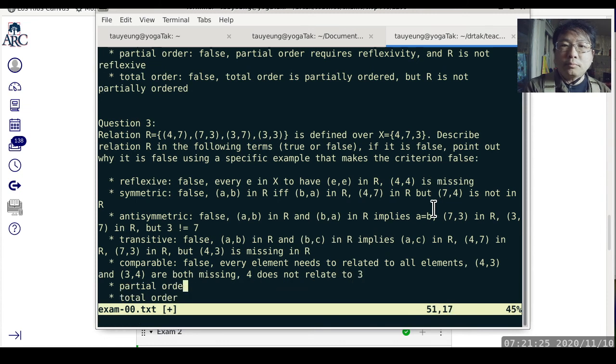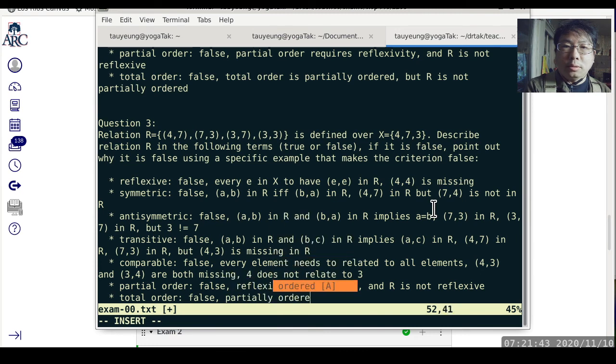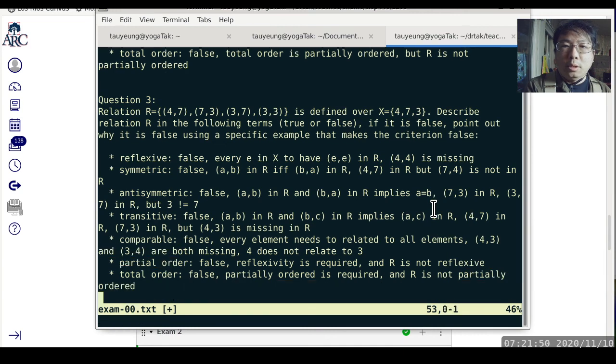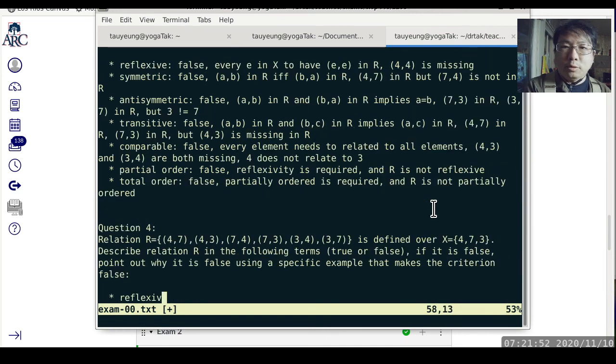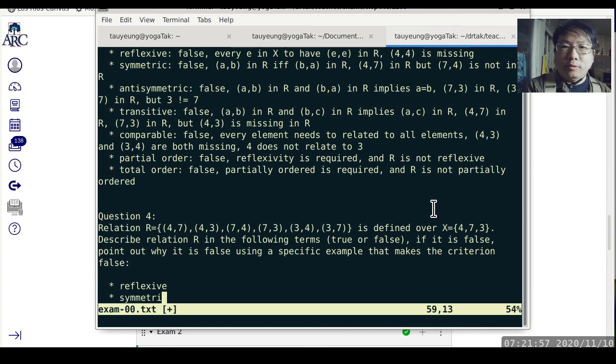Okay. Is it partially ordered? No, because reflexivity is required and R is not reflexive. Is it totally ordered? No, because partially ordered is required and R is not partially ordered. There we go. Okay, now we move on to question number 4. Oh, okay, I lied. Question number 4 has the same format.